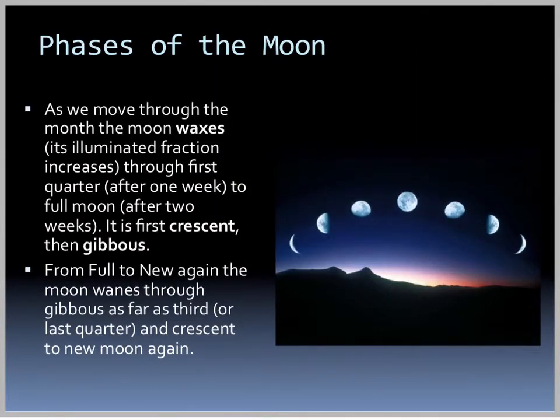So, as we move through the month, the moon waxes, meaning its illuminated fraction increases, through the first quarter, 1 week, to full moon after 2 weeks. It's first crescent and then gibbous. So from full to new, again, the moon wanes through gibbous as far as the third or last quarter, and crescent, to new moon.